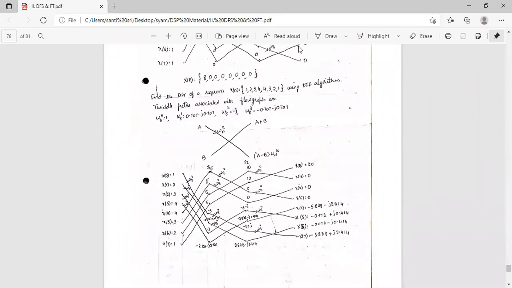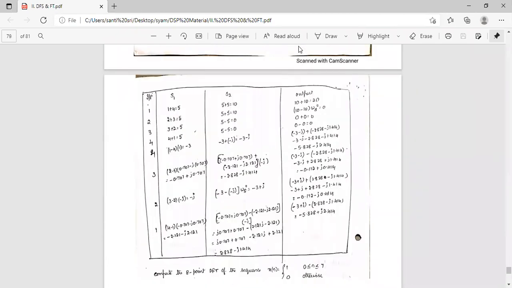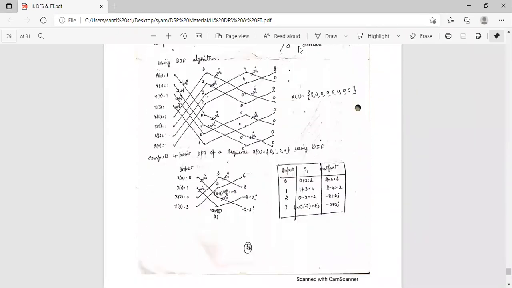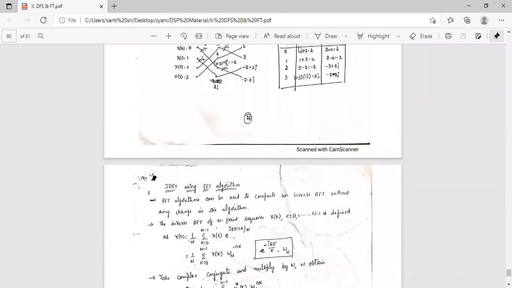Next, coming to the problems, we'll do some problems also. These are all the problems we have to do. Take a paper and do it, then only we can easily understand the problem. Okay, see the problem.